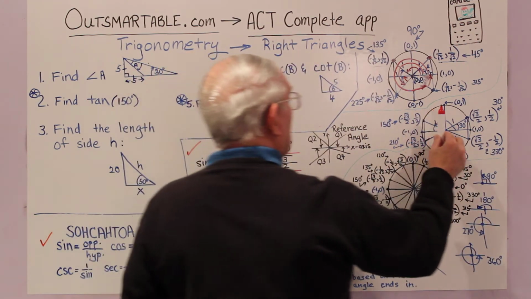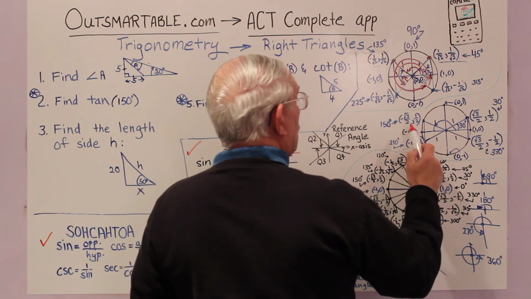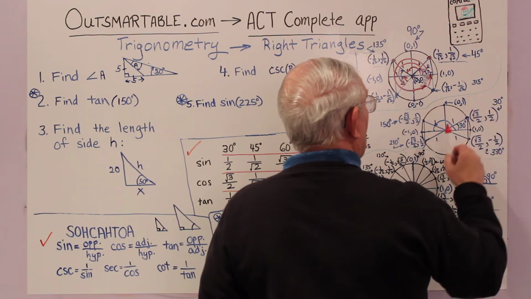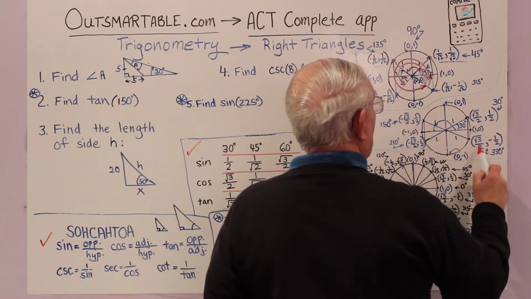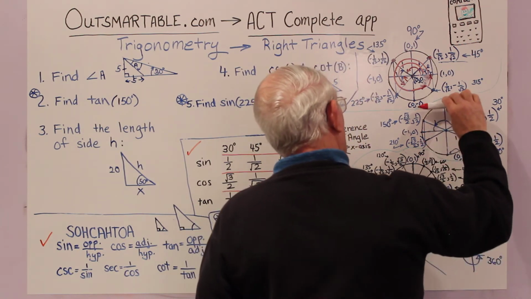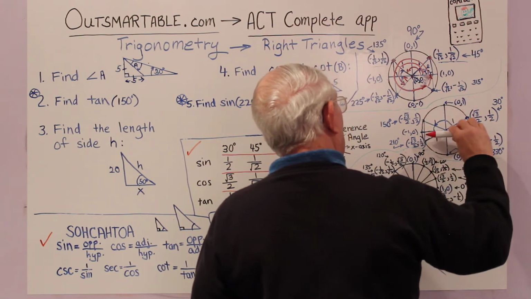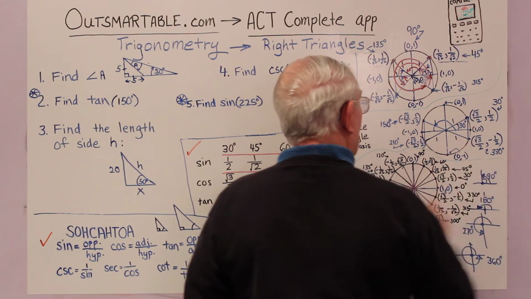If you're to the left of the y-axis, your x-coordinate is going to be negative. If you're to the right of the y-axis, your x-coordinates are going to be positive. Same thing with your y-coordinates. Above the x-axis, your y-coordinates are positive. Below the x-axis, they're negative.